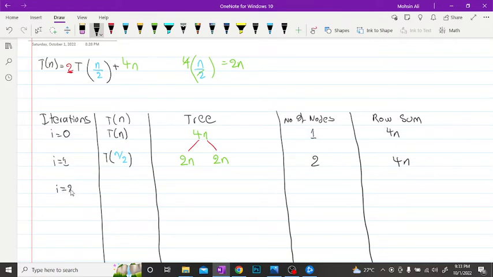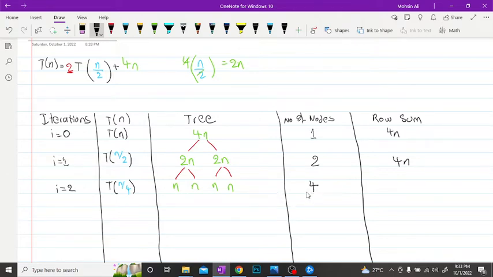Let's try to do this for another iteration. So for i equals 2, T of n by 4, let's try to see what this gives us. So each node is going to have 2 branches because of this 2. And the answer for each node in this level is going to be 4 times n by 4, which is just going to be n. So this is going to be n, n, n, and n. And the number of nodes is going to be 4.